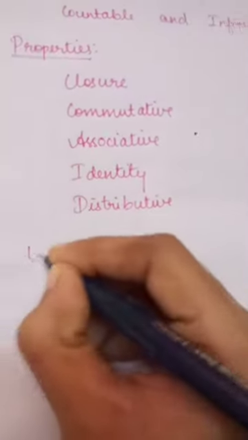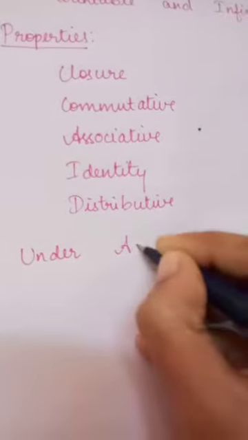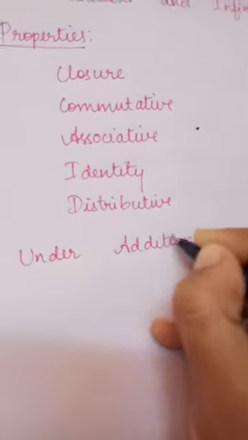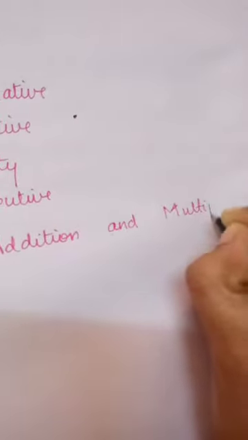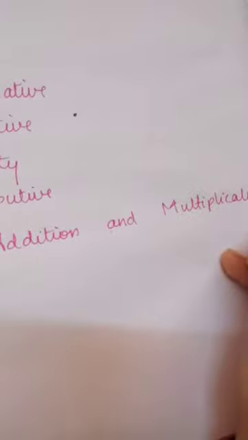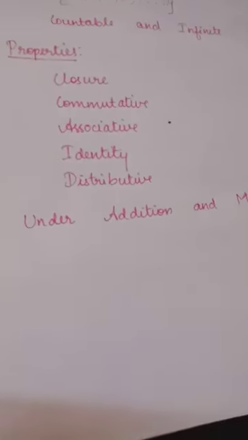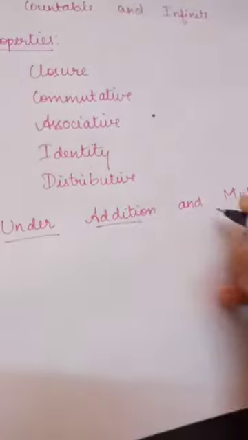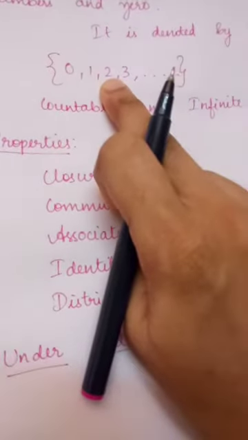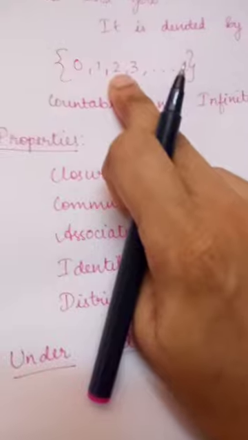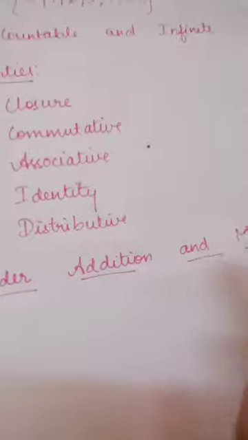Actually, whole numbers are satisfied under addition and multiplication. Because when we use subtraction and division, we will get answers in negatives, which are not included in whole numbers. Therefore, subtraction is not possible. When we use division, it will be like a fraction. Therefore, division is not possible.